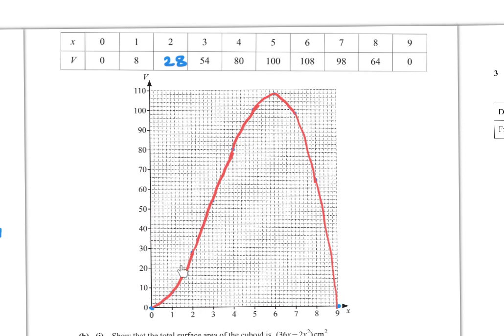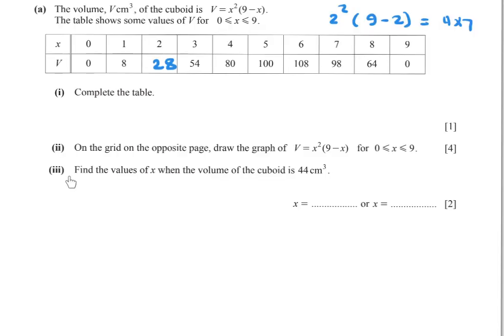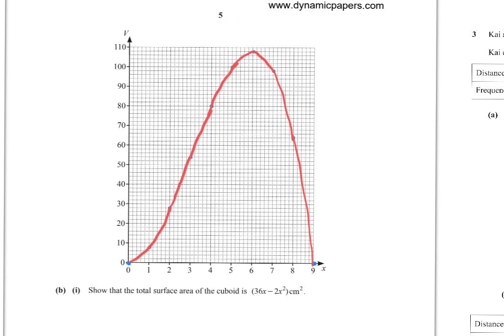Now this is the graph for the function. Part (iii) finds the values of x when the volume is 44. From the graph, volume 44 is at this point, so draw a horizontal line. Now from the graph, the volume is 44 when x equals 2.6 or 8.4. Of course, we have a range for these values.